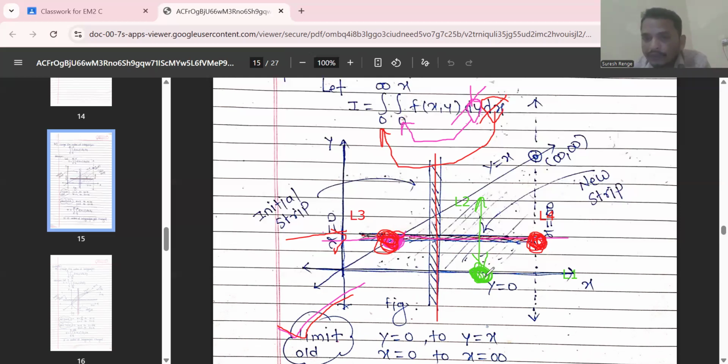And y equal to 0 is the lower limit. If you are moving the strip upward, that strip moving upward can go up to this point, along the line x equal to y. But which is the uppermost point? The uppermost point is infinity, and the strip will move up to infinity along that line.